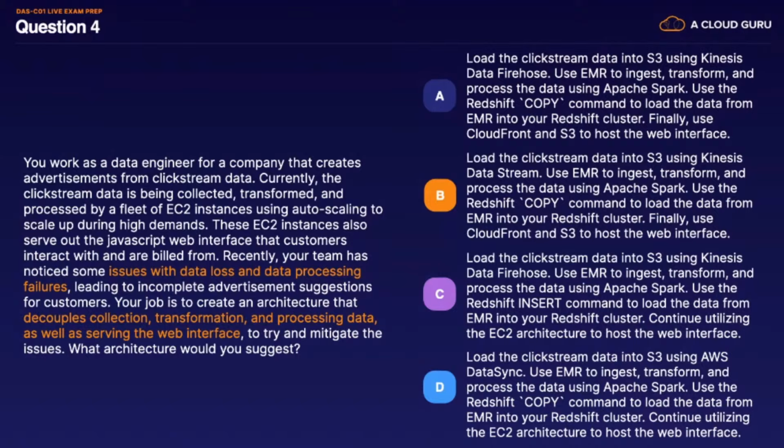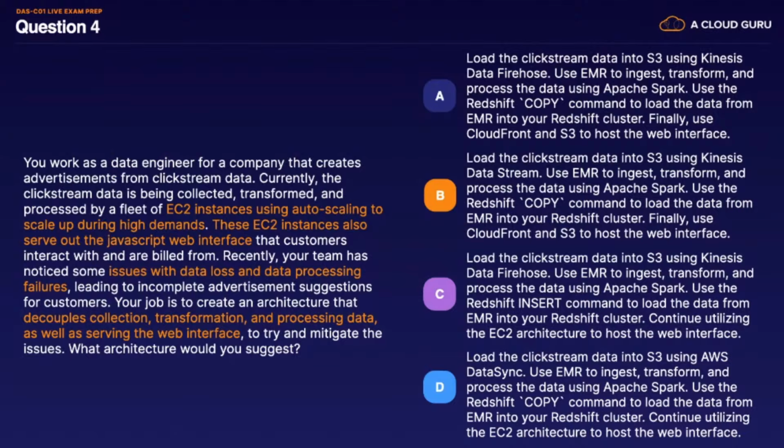The user is experiencing issues with data loss and data processing failures. So if we think about this as a consultant that's been brought in to fix this system, then our client is having data loss and processing failures. And we're using EC2 instances that serve out a JavaScript web interface. So the JavaScript is an interesting little detail. It doesn't just say a web interface, so that stuck out to me.